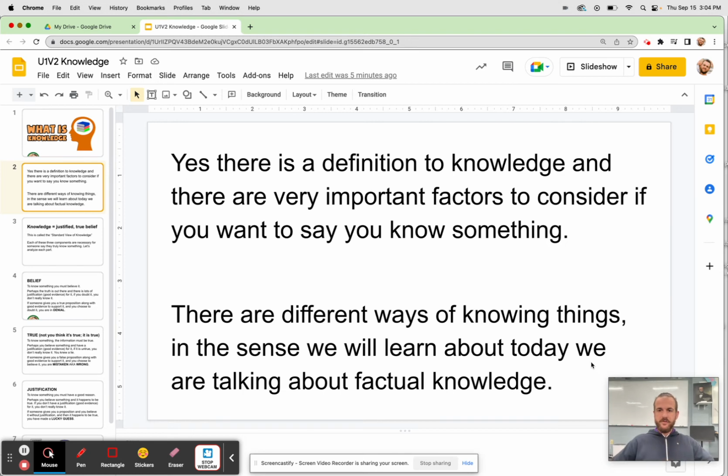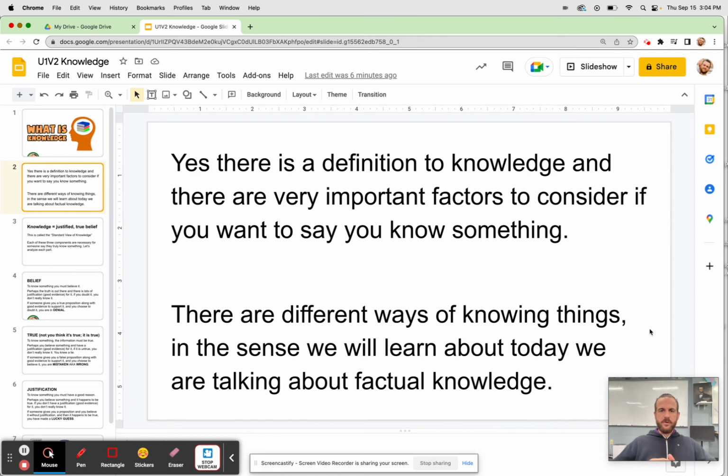So, there is a definition to knowledge, and there are very important factors to consider if you want to say you know something. There are different ways to know things. For example, you can know a person, in an acquaintance type of way. You can know a place if you've been there. That's not what I'm talking about here. What I'm talking about here is propositional knowledge.